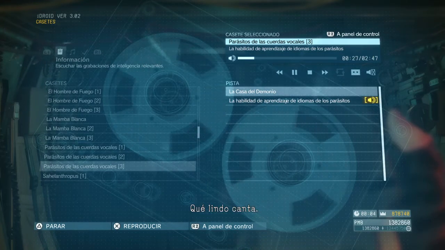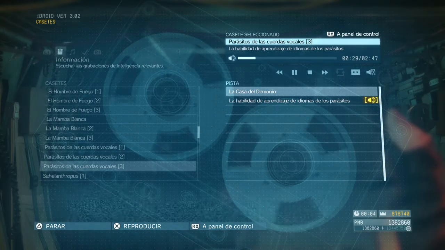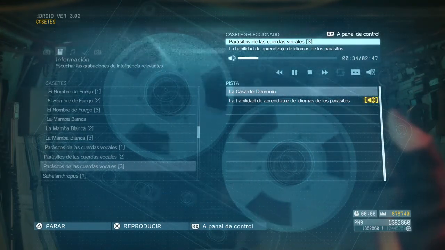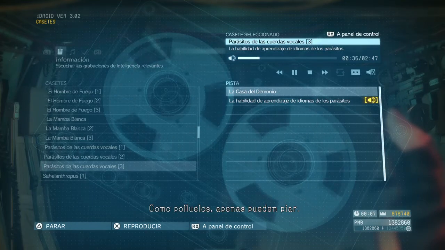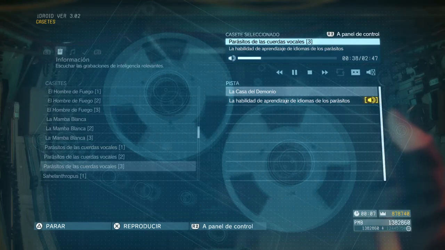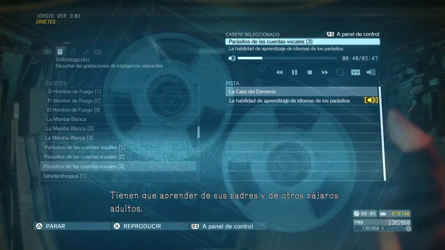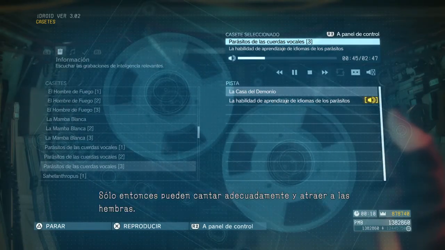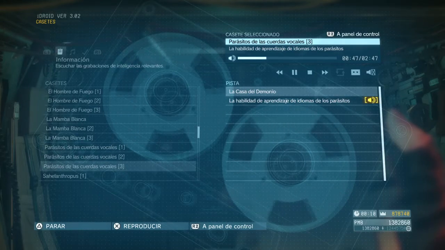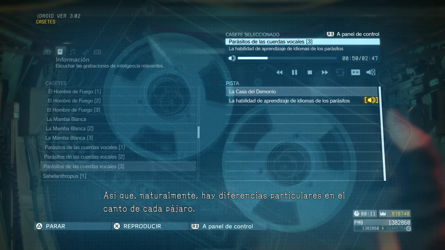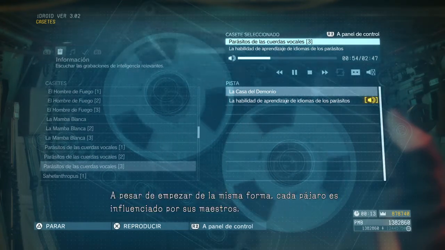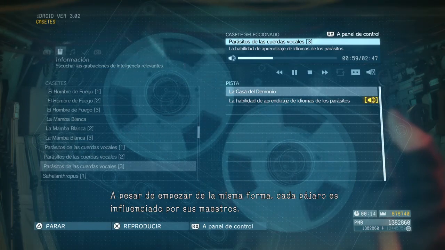What a beautiful call it has. But no bush warbler can sing it perfectly at the start. As chicks, they can barely chirp at all. They must learn from their parents and other adult birds. Only then can they sing properly and attract females. So naturally, there are individual differences in each bird's call. Though they start on the same footing, each bird is influenced by its teachers.